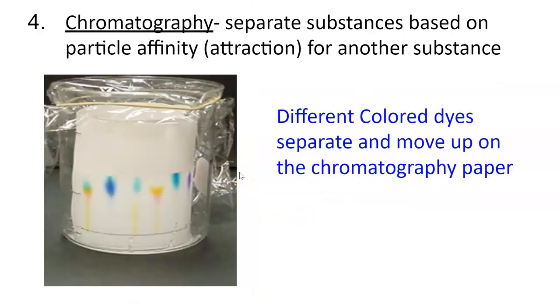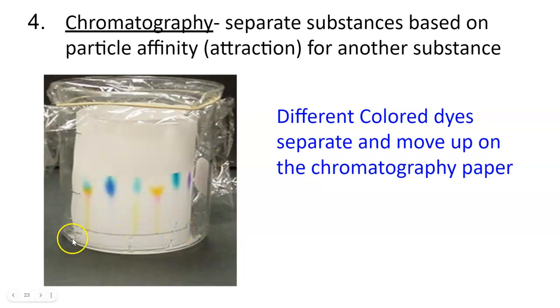Chromatography can be used to separate substances based on particle affinity or their attraction to another substance. You saw this in biology perhaps with the spinach leaf, where you're able to separate the spinach leaf into the different pigments that made it up. This one here is based on color, right?